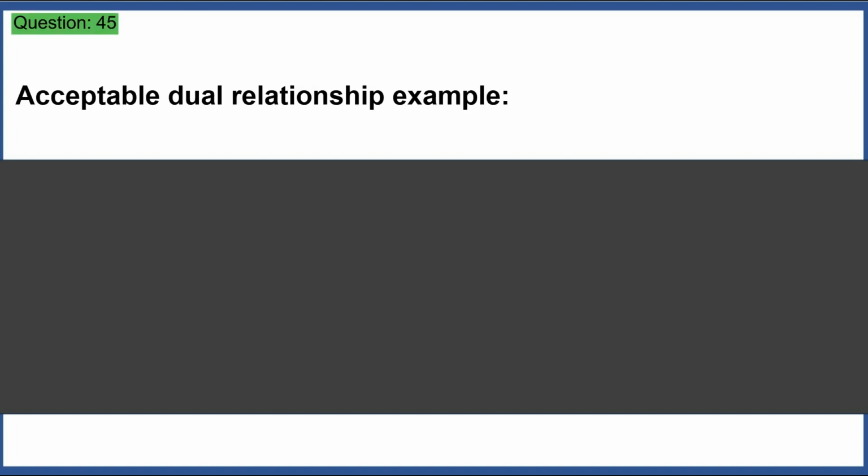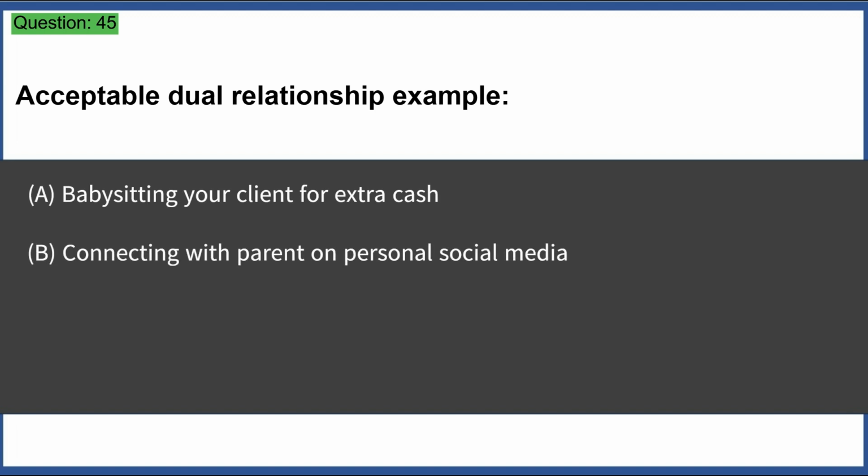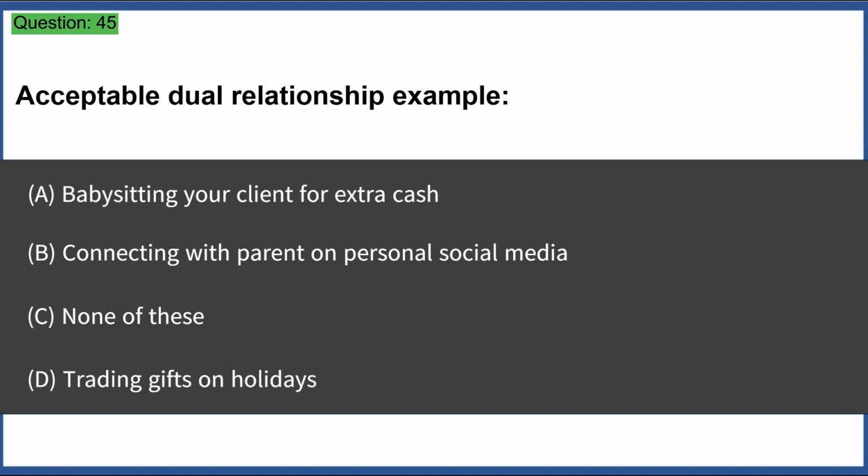Acceptable dual relationship example. A. Babysitting your client for extra cash. B. Connecting with parent on personal social media. C. None of these. D. Trading gifts on holidays. Answer C. All listed create boundary issues, answer equals none.